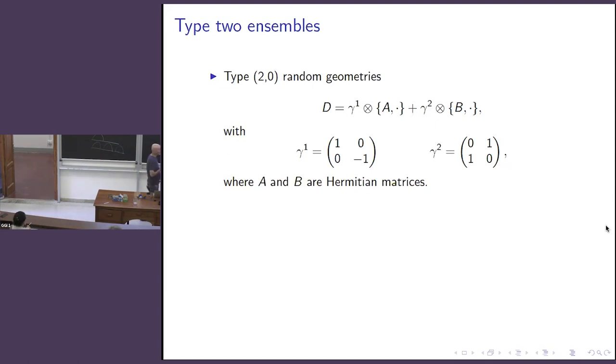But the really difficult case was this type 2-0 random geometries. Again, we don't have to know what type 2-0 means. We can just look at the Dirac operators, which is given by Pauli spin matrices like that. But here there are two matrices, A and B, Hermitian matrices A and B, that define your Dirac operator. So this is a double matrix model, if you want.